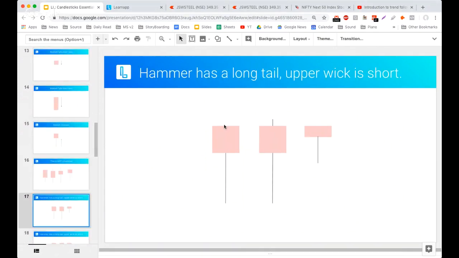So remember, a hammer has a long tail and the upper wick is short. But you see, there can be an upper wick. So you see this? This is a correct hammer, okay? So you don't always need a shaved hammer. If there is a small wick, it's okay.